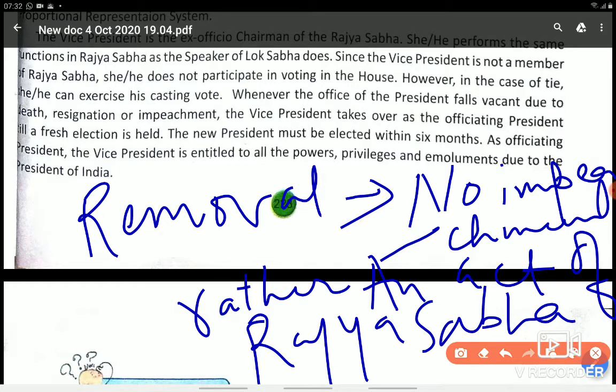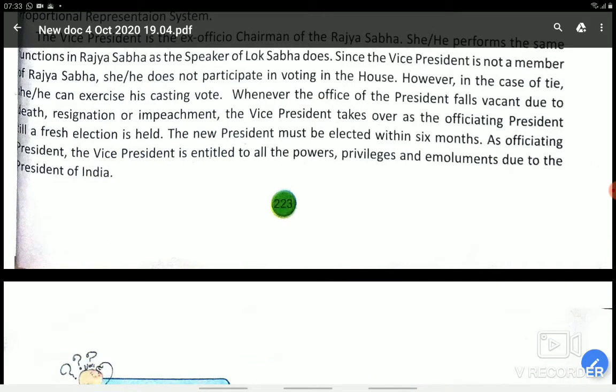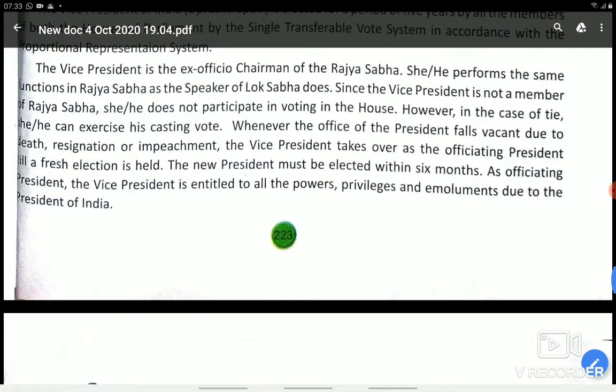Third is in the case of resignation, and this resignation will be submitted to the president, because above the vice president is the president, right? So he can give the resignation letter to the president. In the case of the oath, it will be given by the president, because we know that above the vice president is the president, so he or she is going to give the oath. These are all the things.